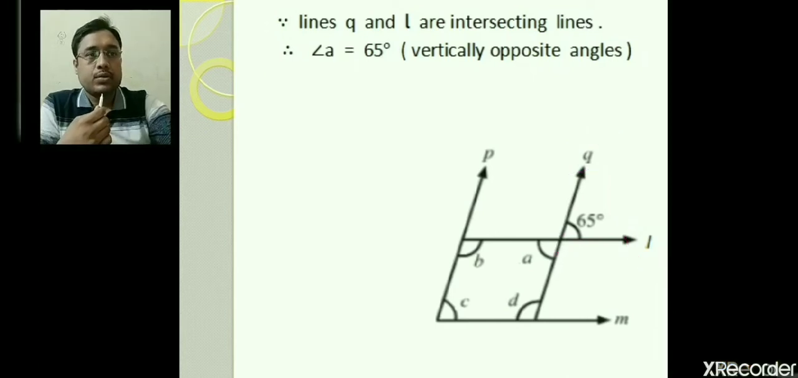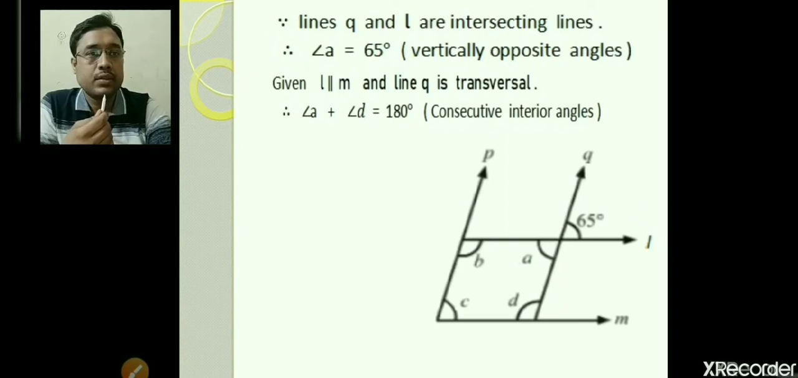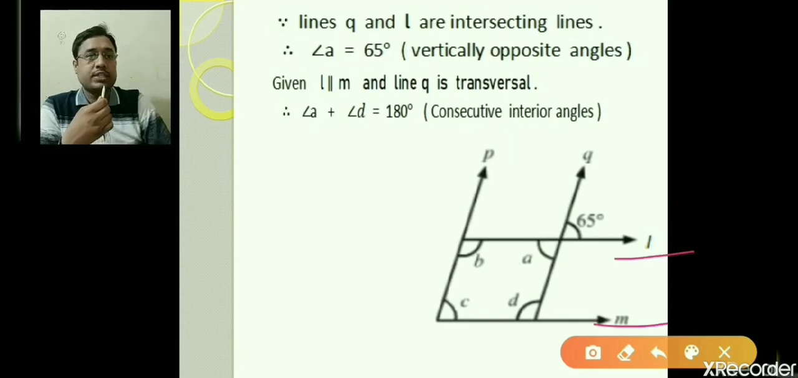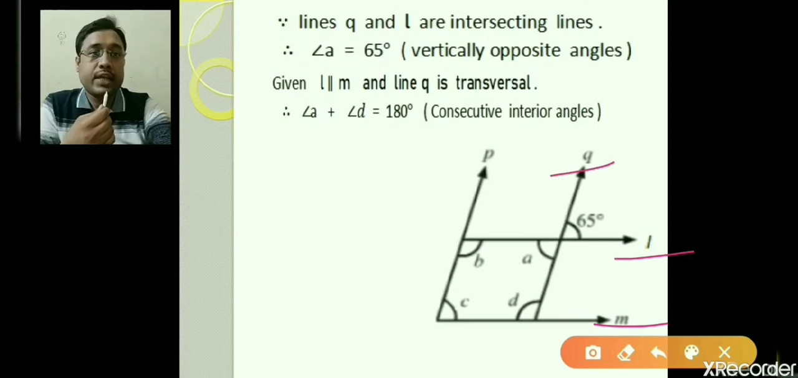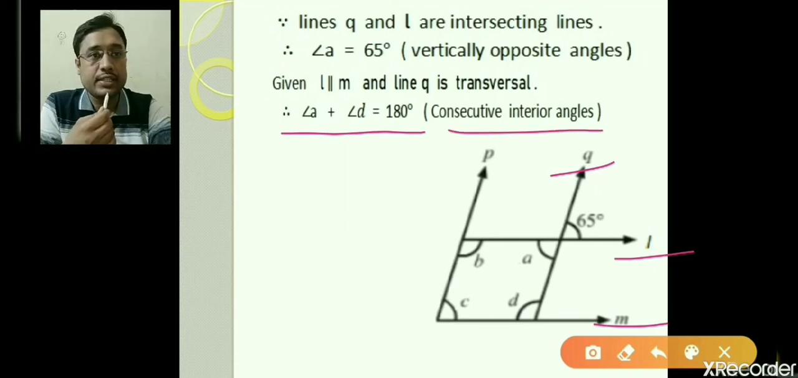Next we can see this. Given that line L is parallel to M, these two lines are parallel and Q is the transversal here. This Q is intersecting the lines L and M. Then we can say that angle A plus angle D equals 180 degrees by consecutive interior angles, because these two angles are lying on the same side of the transversal Q and both are on the interior side of the two lines L and M.